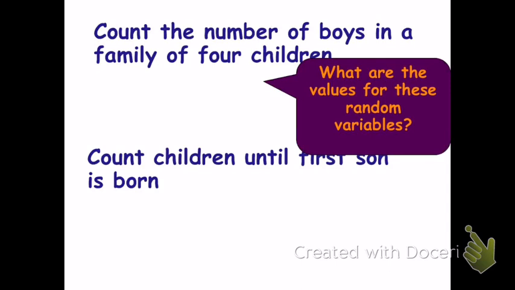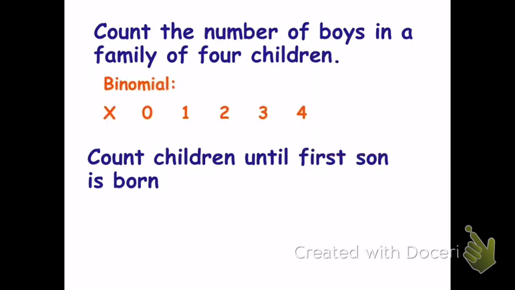Binomial, because why? Because it's just counting. It's a fixed number, because of the fixed number of trials. So if I have a family of 4, if I have 4 children, that indicates that it's binomial.